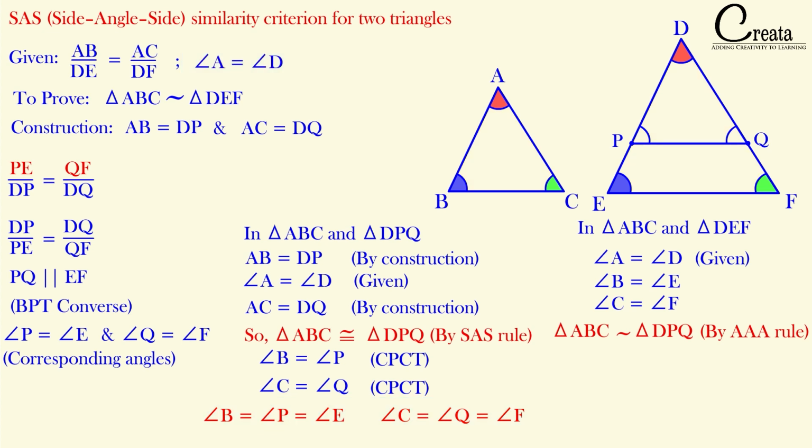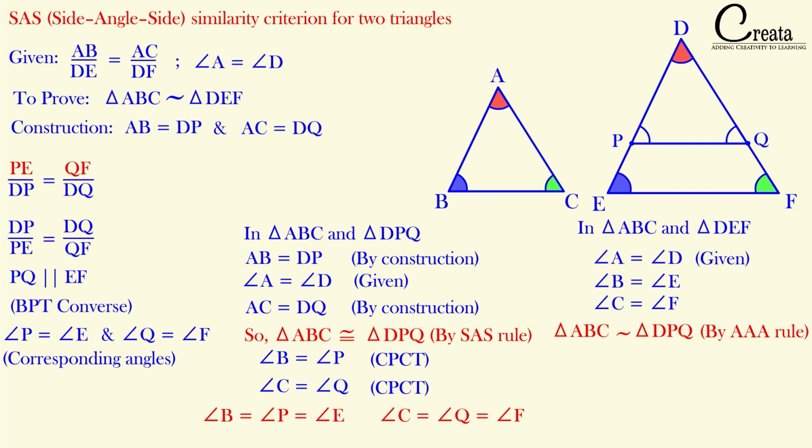So have you observed, all the three theorems are almost similar. We have to prove some of the triangles as congruent, some of the triangles as similar, using the concept of the transversal and the concept of the corresponding angle. AB and DP are equal, AC and DQ are also equal, which help us in proving the triangles as similar or triangles as congruent. So basically the basic concept in all the three theorems is the same.